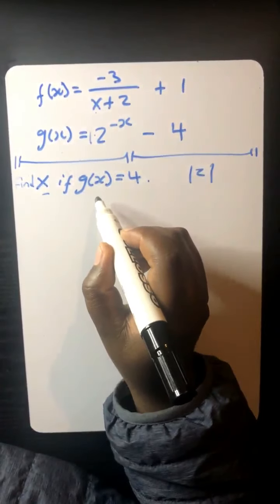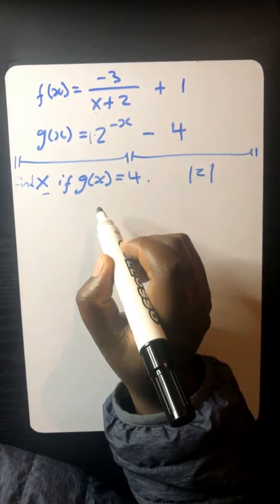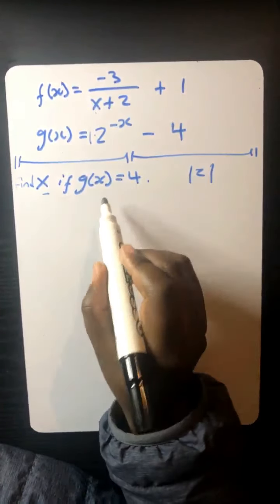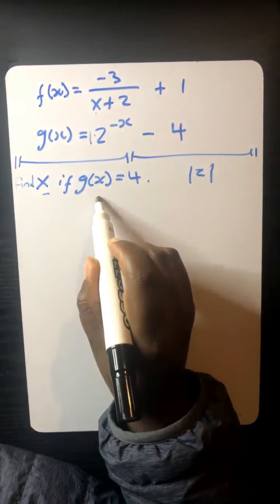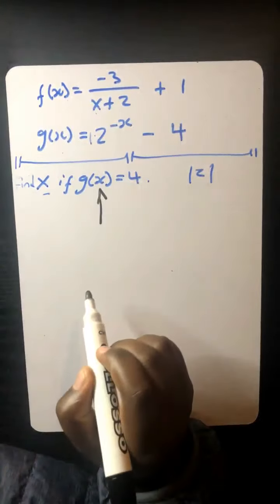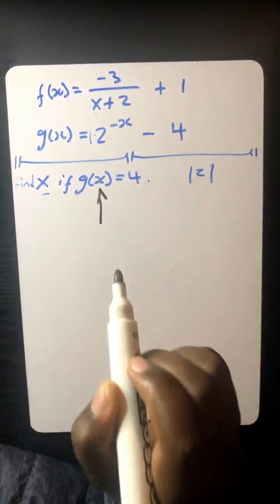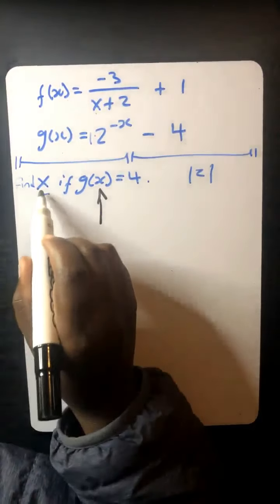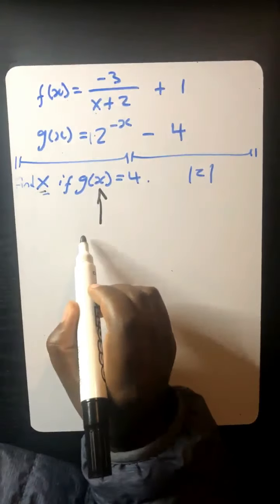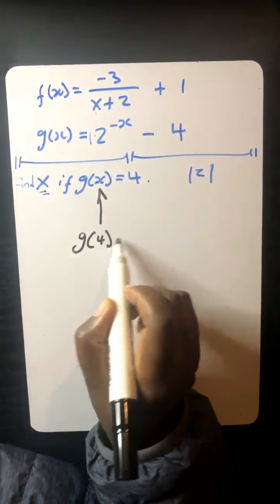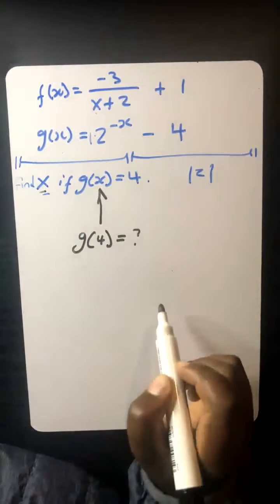So, Sakina, when they say where you see x, you substitute with whatever value, that's if that value is substituted there. So, if they wanted you to substitute for where you see x, then it means they were going to say, find whatever if g of 4 is equal to whatever the case may be.